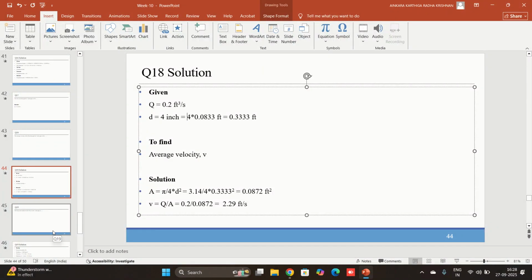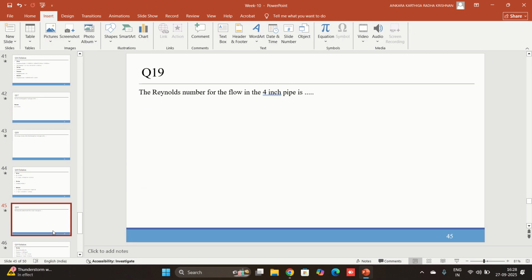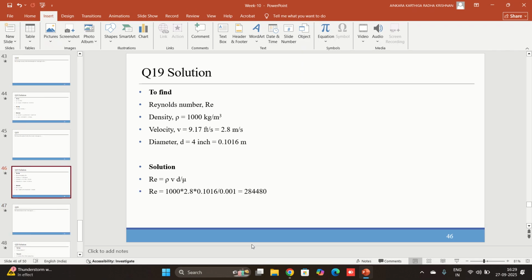So that is question 18. And now we'll go to question 19. Reynolds number for the flow in the 4-inch pipe is dash. So we have to find the Reynolds number.